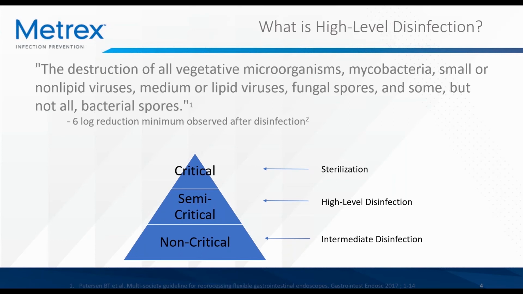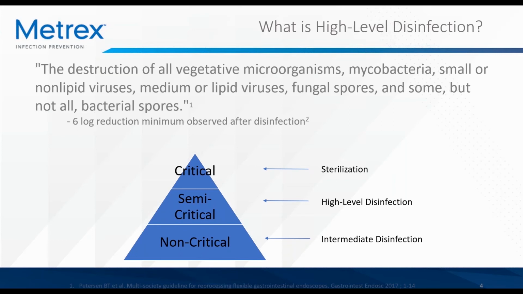Beginning at the bottom of the pyramid here, we have intermediate disinfection. Intermediate level disinfection is recommended for non-critical items in your facility. Non-critical items are items that come in contact with intact skin, and examples of non-critical items that only come into contact with intact skin would be stethoscopes and blood pressure cuffs. These non-critical items should be disinfected with an intermediate level disinfectant.